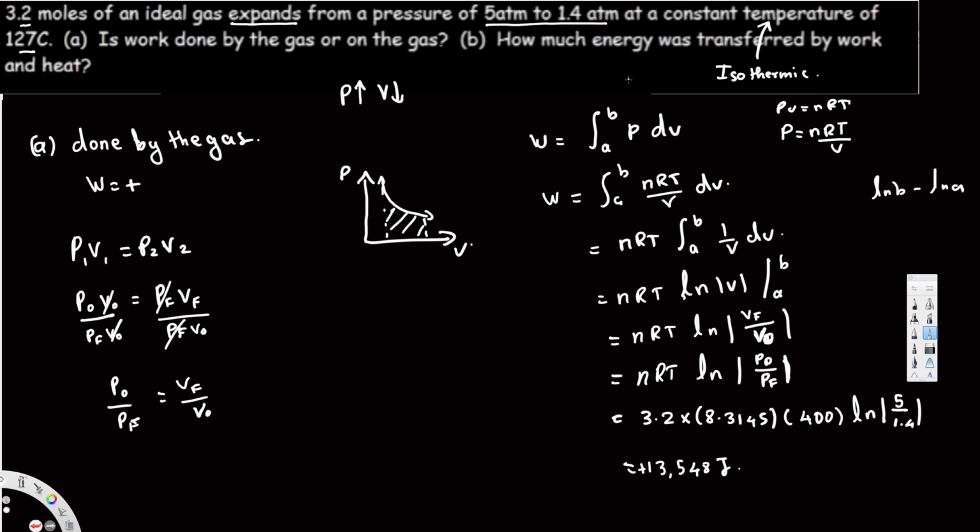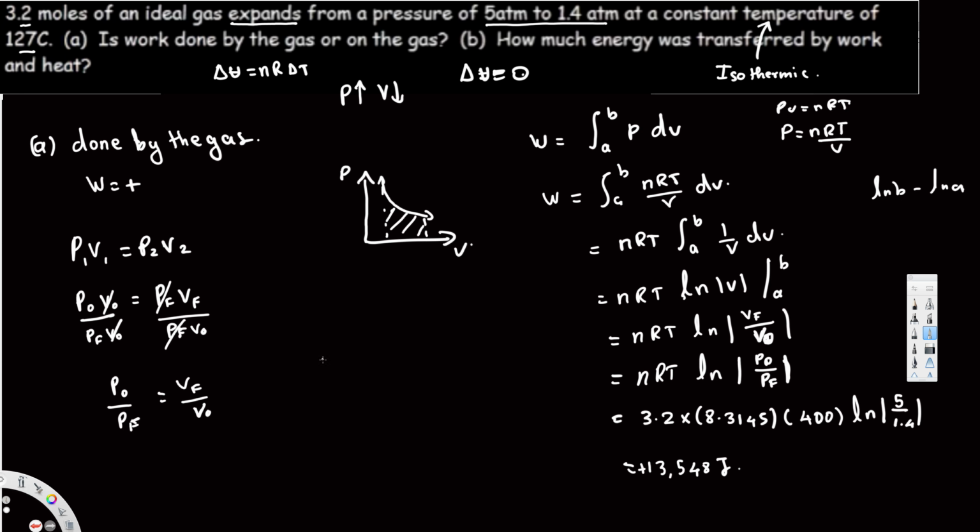And then they are also asking for the heat. Here we know that this is an isothermal process, so delta U is going to be 0. Why? Because delta U is equal to nR delta T, and there's no change in temperature. So initial minus final is going to be 0, and that makes everything 0. So delta U is equal to 0.